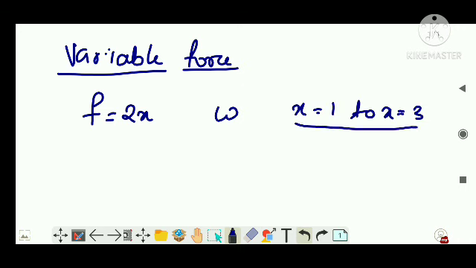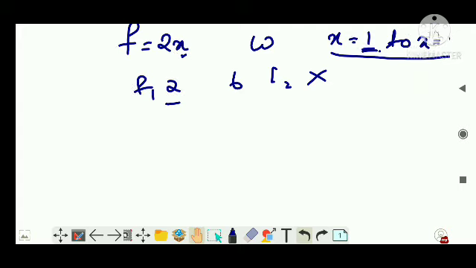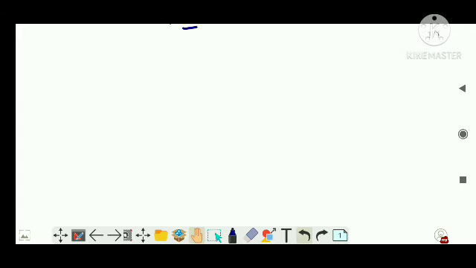You will think, I will put 1 here, so it becomes 2. Then I will put x as 3, that becomes 6. Then I will do what? You get F1 and F2, right? Then you will multiply. No, that is not the method, right? You cannot use F dot S here, because work done equal to F dot S is used when F is constant.